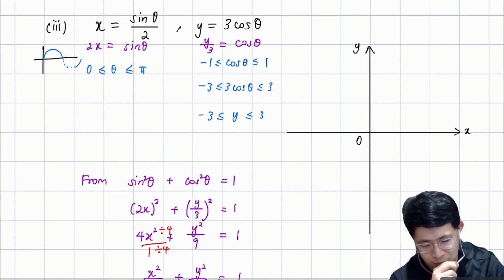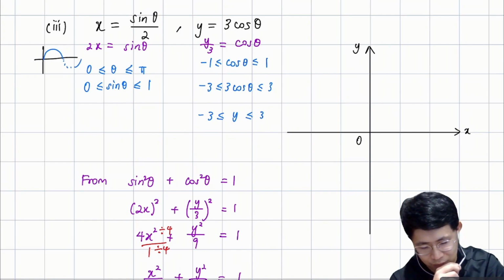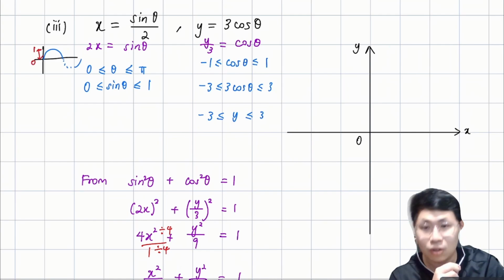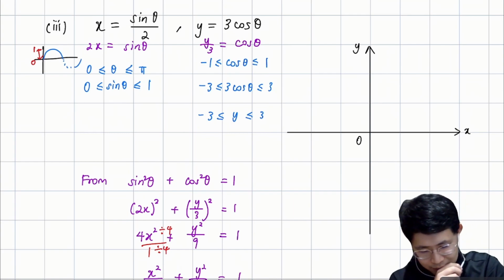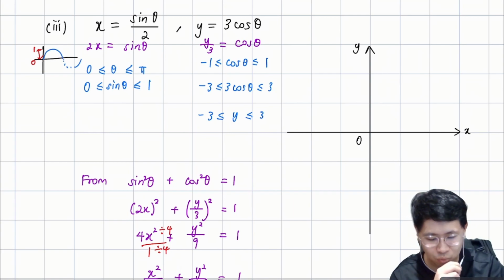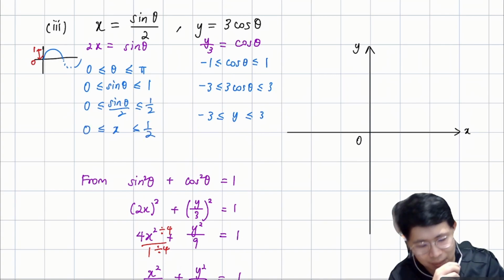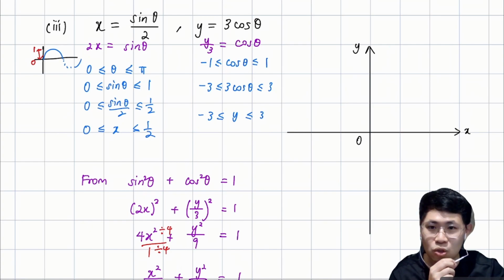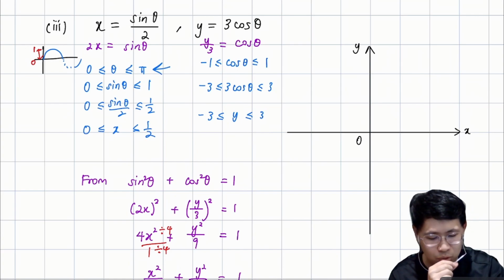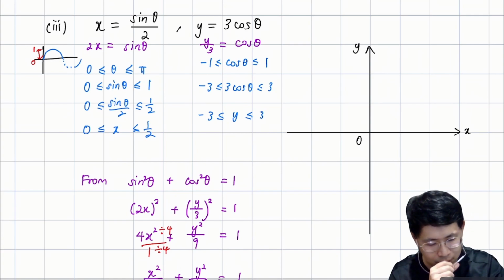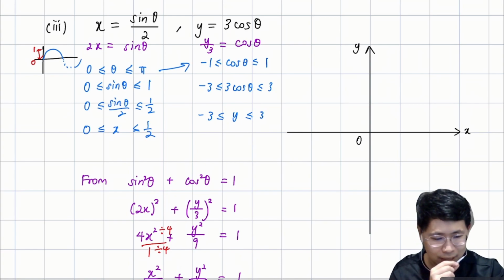So this means when you apply sine, it will be between 0 and 1. If you see from here, it will be between 0 and 1. Can you see? So for this graph, the values are between 0 and 1. Then now we divide by 2. So over here, we have something like this. My x will be between 0 and half. The y has no change. I think y is fine, because between 0 and pi, cosine will give me between -1 and 1.